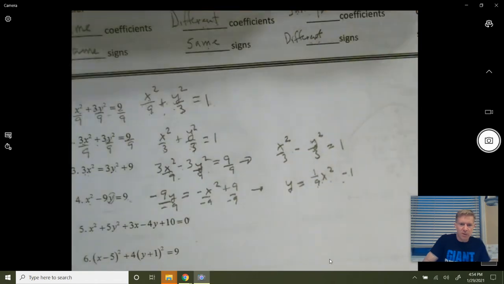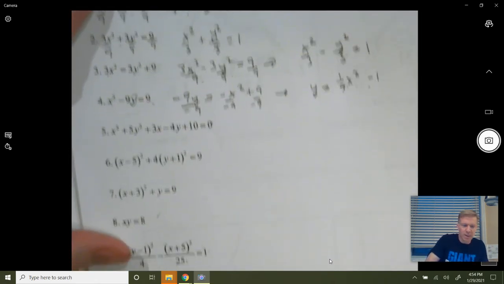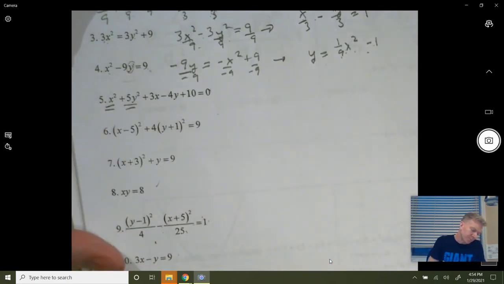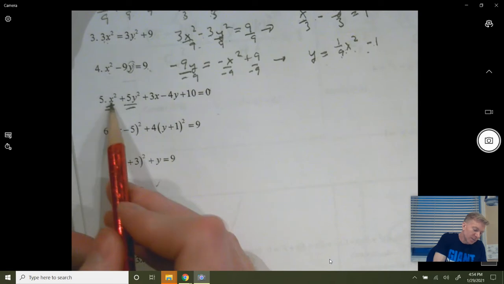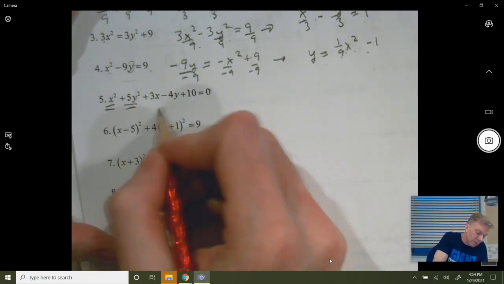So let's go through the rest of these and see if we can follow these patterns and figure out, without doing any work, what kind of conic sections these are. So there's your x squared and your y squared. Those have the same sign, different coefficients. You know right there this is going to be an ellipse.